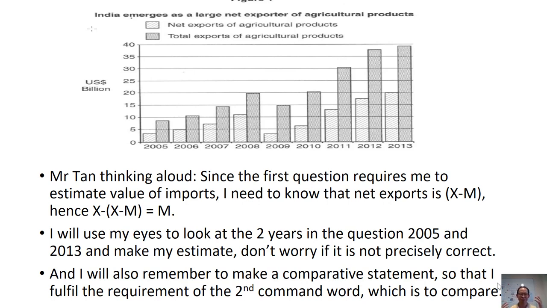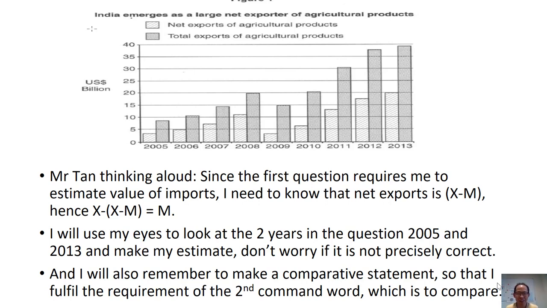So by some simple algebraic manipulation, if you want to get M, import expenditure, the value of imports, out of these two bars, you should know that X minus net exports equals M. Or in this case, the total exports minus the net exports have to give you the value of imports. I hope you can understand this.